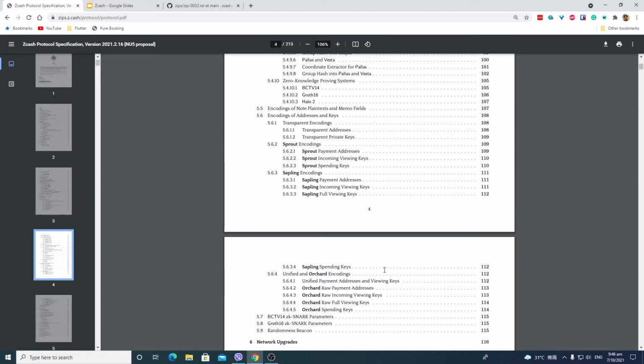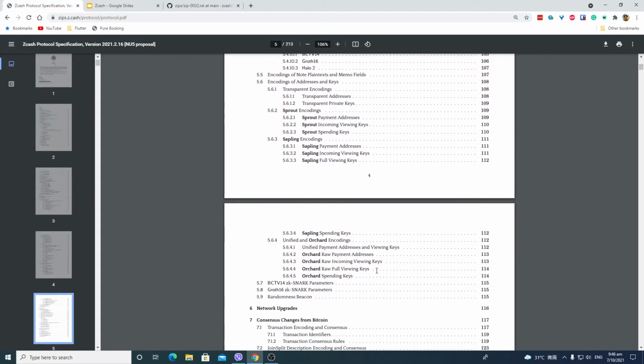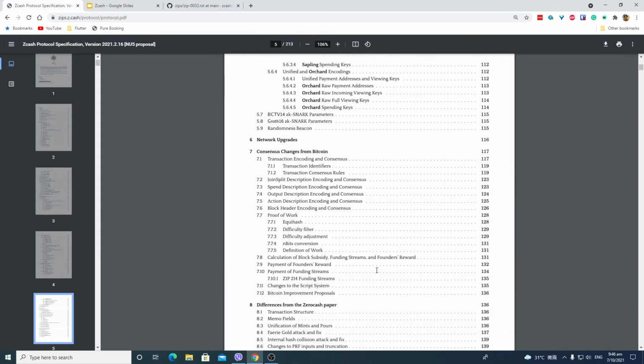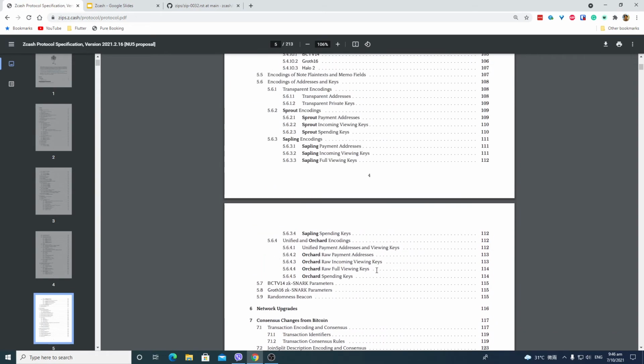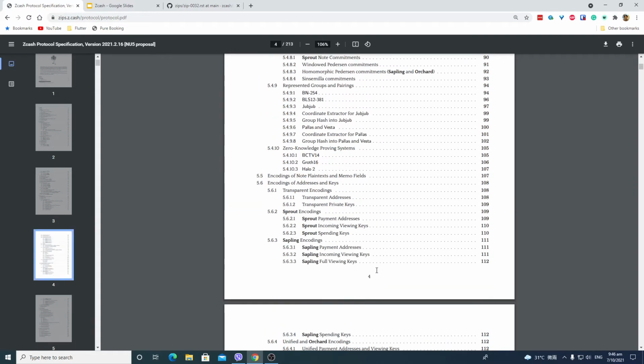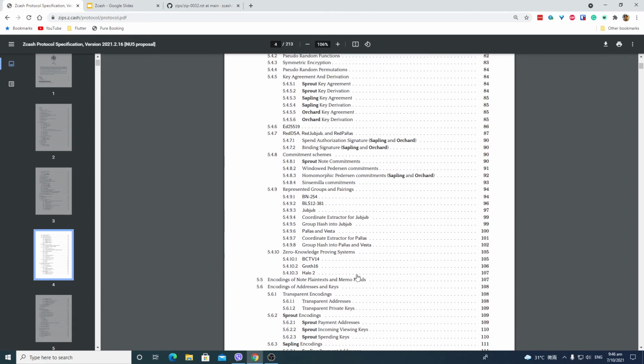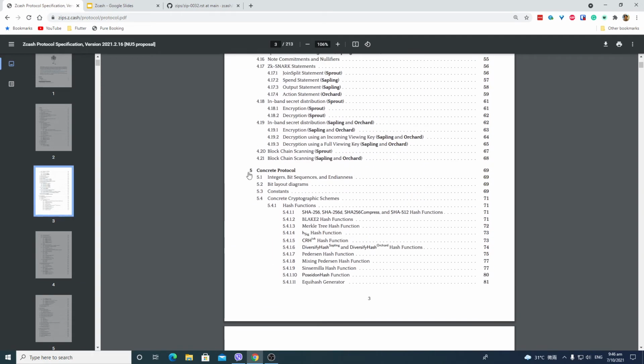This is the part where I say this is really hard. I read this document many times, and I still have issues finding the information I want, even though I know it's around here. It's a note plaintext. Sprout, Sapling, encoding keys, full viewing keys, spending keys. Its description.